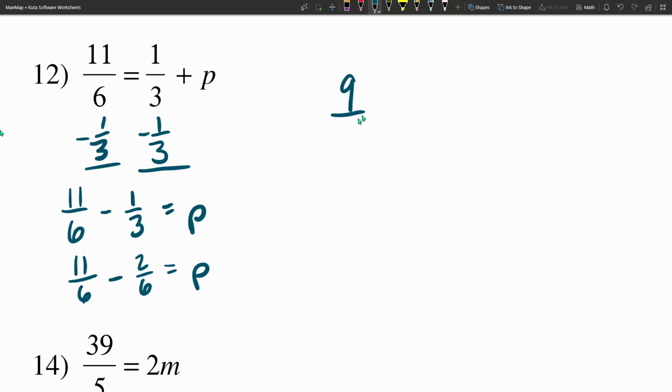So we have that 9/6 is equal to p, but we're not done yet because these are both divisible by 3. Dividing the numerator by 3, we get 3.